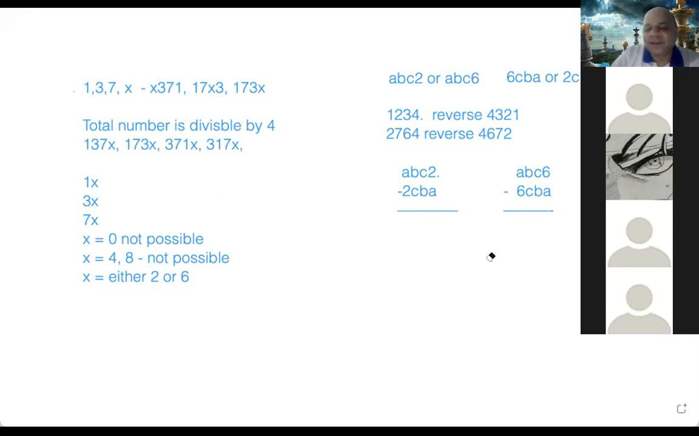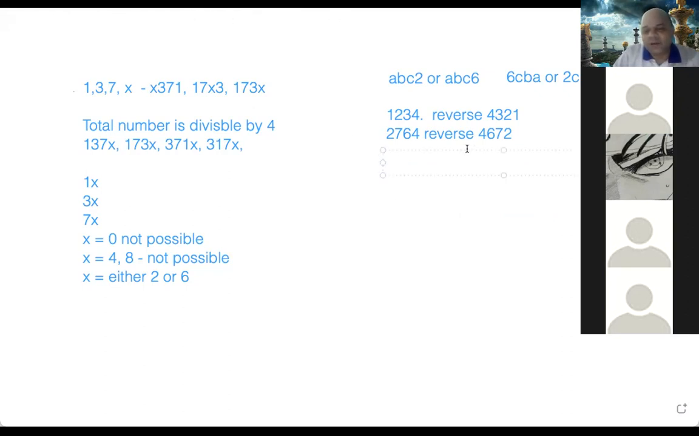Okay, can A be 1 here? It is not possible here, but here it is possible. If the last digit is 2, then A cannot be 1. But if the last digit is 6, then A can be 1. Yeah, sir, but then it will be 1BC6 minus 6CB1.